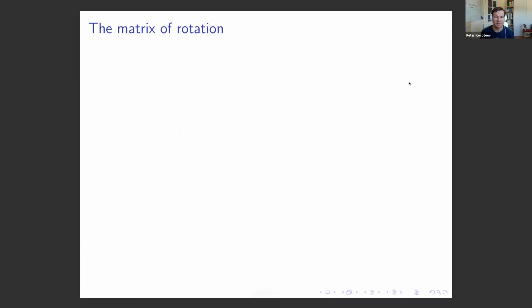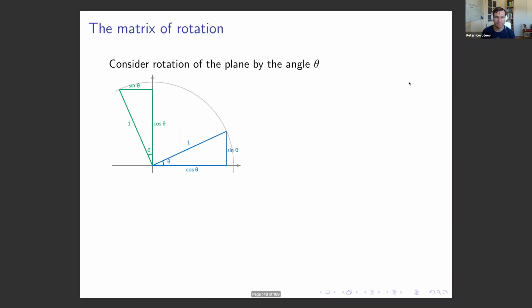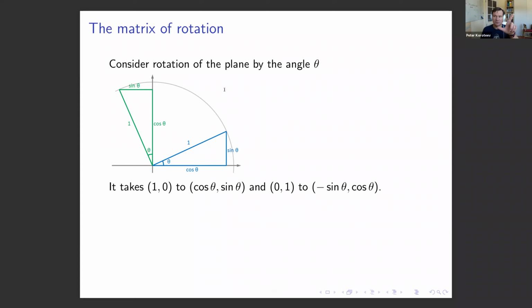Now let's talk about the matrix realization. Consider the rotation of the plane by angle theta. This is a picture from high school, which you know very well from trigonometry. We have sines and cosines on the unit circle. This transformation takes point (1, 0) to the point with coordinates (cosine theta, sine theta), and point (0, 1) to the point (negative sine theta, cosine theta). It rotates like this.